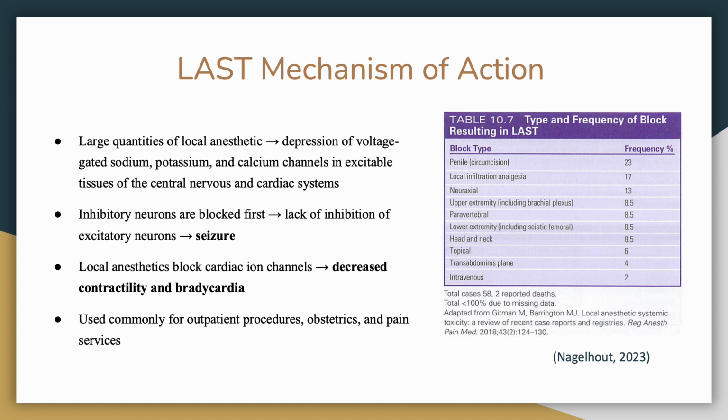Local anesthetic systemic toxicity, also known as LAST, occurs when high volume concentrations of local anesthetics are absorbed into systemic circulation. LAST can occur due to local anesthetic overdose, inadvertent intravascular injection, or large volume local anesthetic injection for nerve blocks. Rapid absorption of local anesthetics causes depression of voltage-gated sodium, potassium, and calcium channels in the central nervous and cardiac systems. Inhibitory neurons are blocked first, meaning excitatory neurons are no longer inhibited, and the overexcitation causes the visual disturbances, muscular twitching, and seizures associated with LAST.